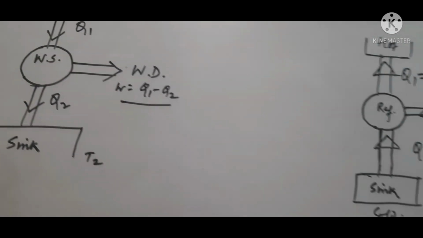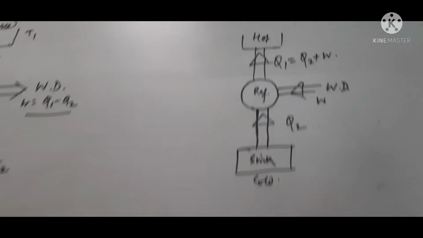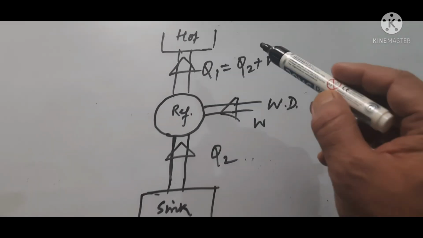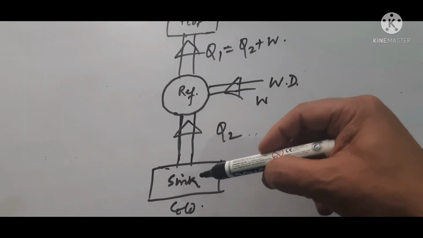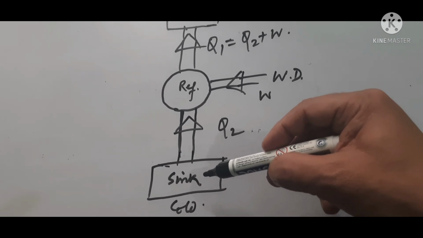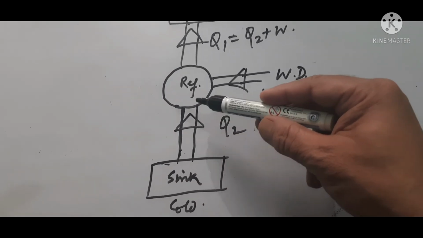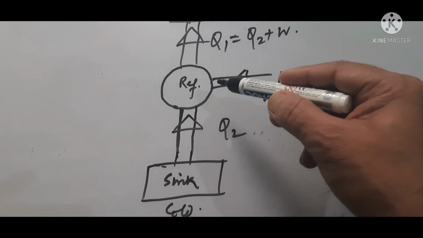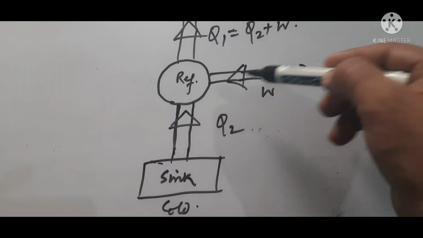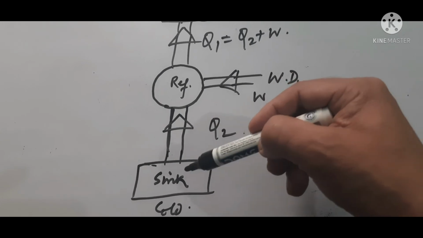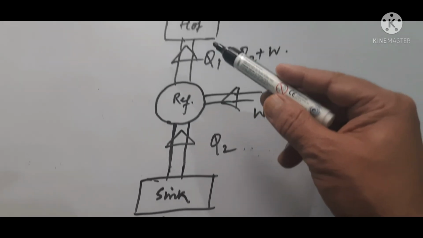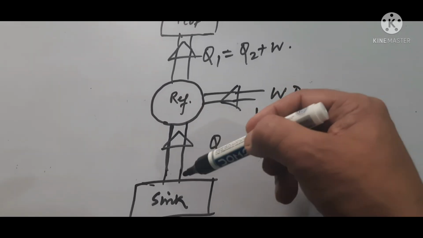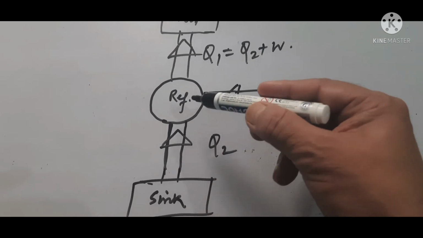And the reverse of the heat engine is the refrigerator. In this refrigerator, what happens? From the sink, that is the cold object, the heat is extracted with the help of work done. Without work done, it is not possible. The second law also states that without that work done or external agency, it is not possible to extract heat from the cold object and send it to the hot object. So external work is required to take heat from the sink and send it to the hot object.